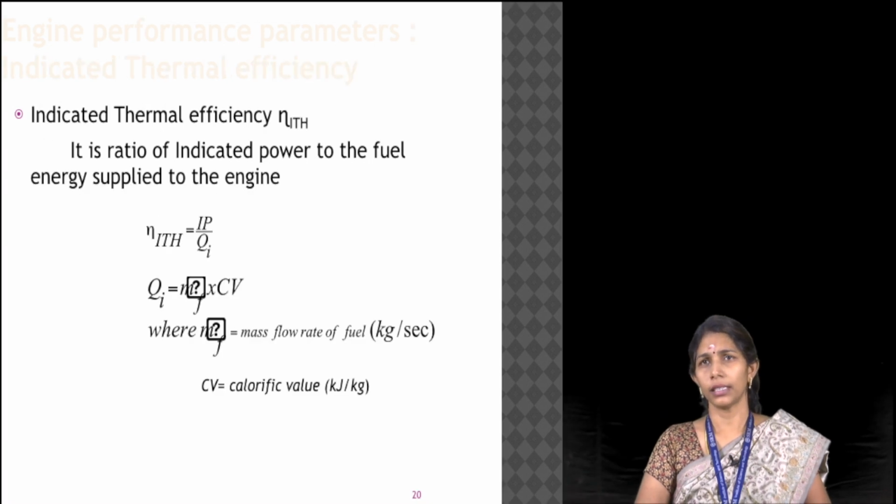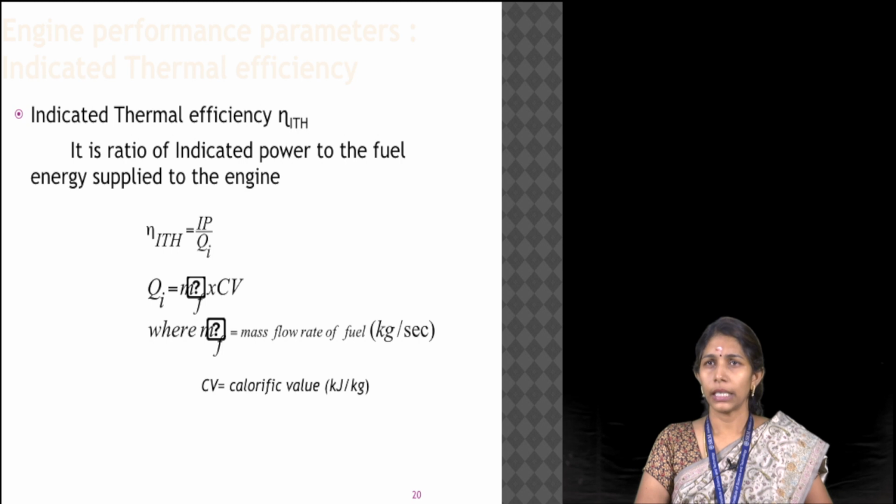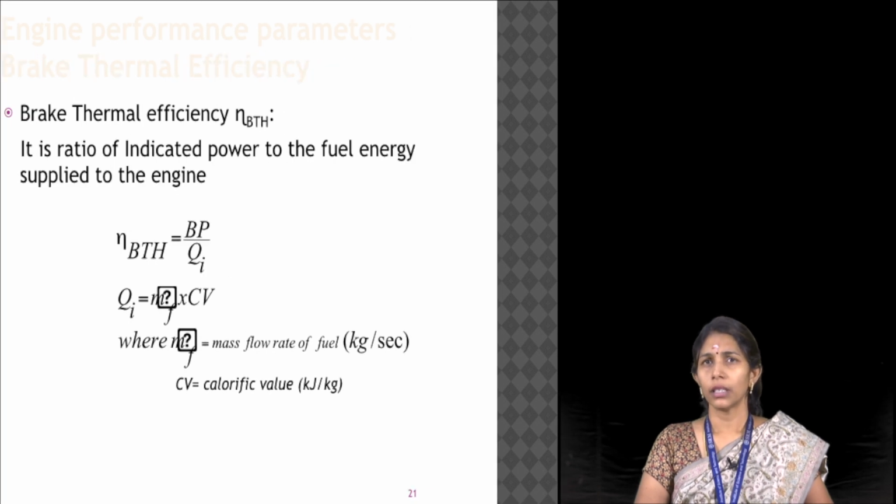Indicated thermal efficiency is the ratio between indicated power and heat supplied. When we say heat supplied, it's the mass of the fuel times its calorific value. So this is the heat input to the engine, whereas the output from the engine is IP. But after the losses are considered, only the brake power is available at the engine shaft. So the brake thermal efficiency is BP by heat input. Heat input remains the same in both the expressions.